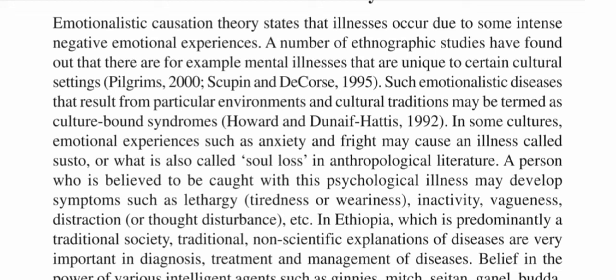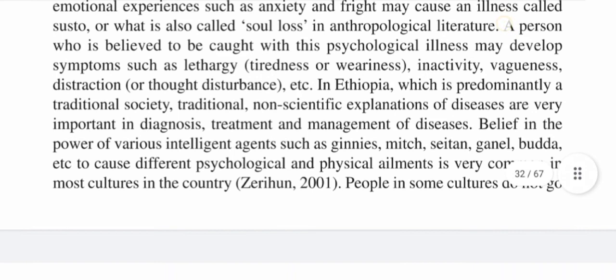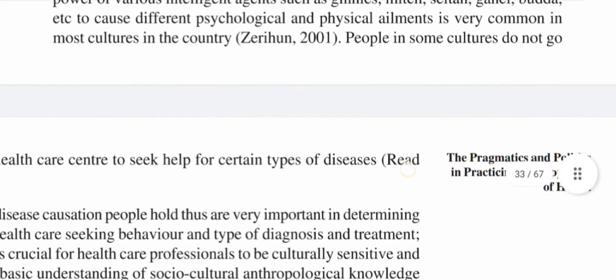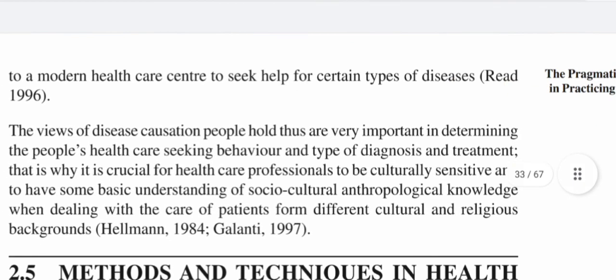In Ethiopia, which is predominantly a traditional society, traditional non-scientific explanations of diseases are very important in diagnosis, treatment, and management of disease. Belief in the power of various intelligent agents such as Zar, Mitchell, Satan, Gainel, Buddha, etc. to cause different psychological and physical ailments is very common in most cultures in the country (Jerry Hun 2001). People in some cultures do not go to a modern healthcare center to seek help for certain types of disease (Read 1996).